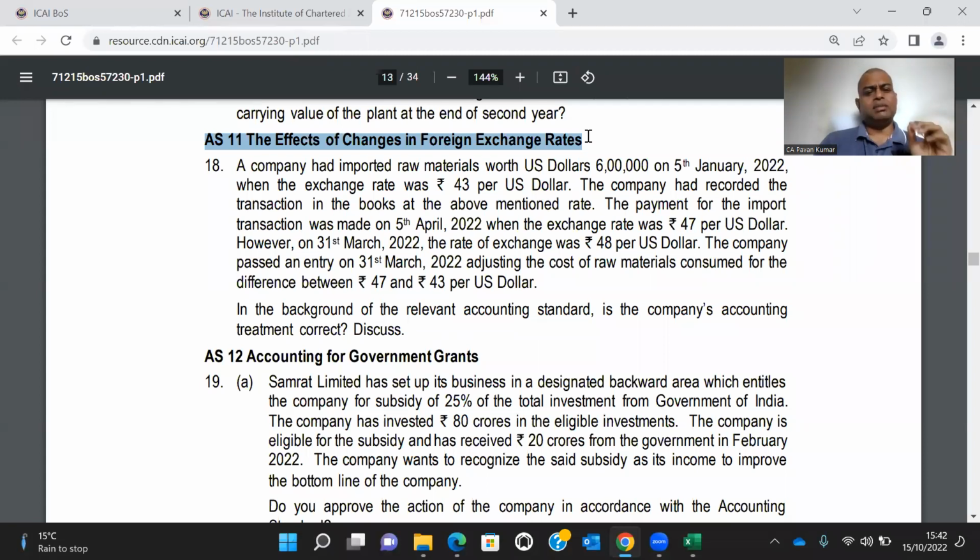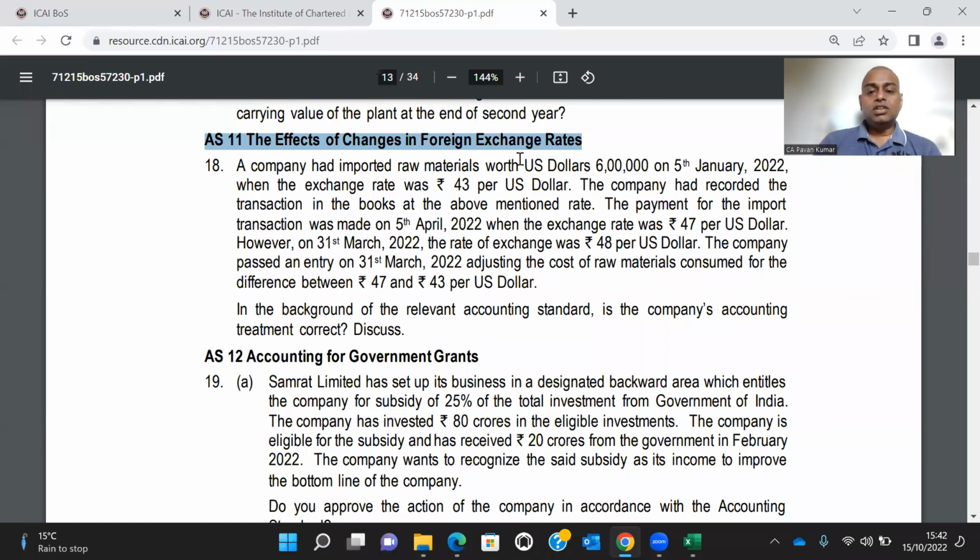Trust me, guys, the moment someone reads this question, foreign exchange, US dollar, their heart comes into pant. They'll be like, no foreign exchange question. Students are so scared of this. But let me tell you, AS11 is probably one of the easiest standards, provided you understand the concepts.